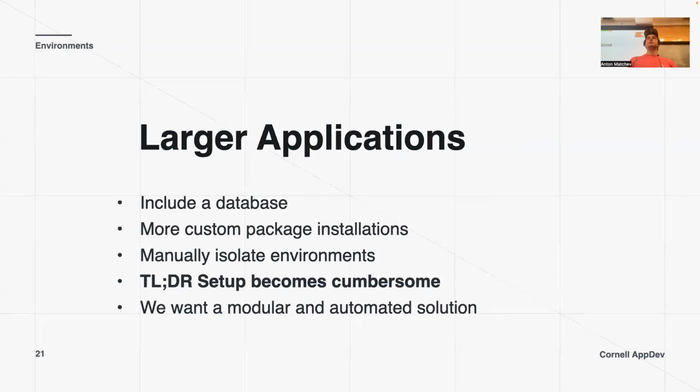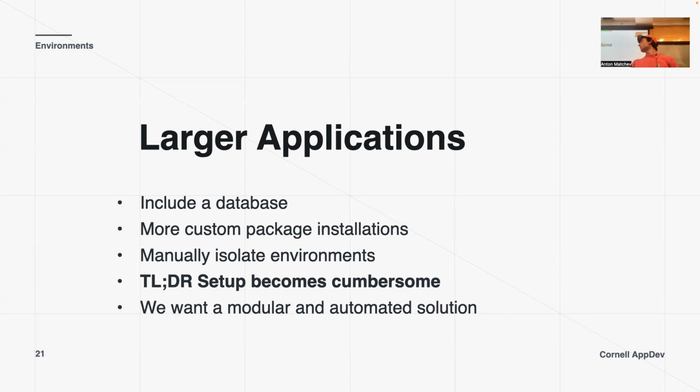But let's say you wanted to run a larger application, right? Let's say you want to run Ithaca Transit, for example. Ithaca Transit has a ton of dependencies that aren't installed on your computer. It could be using a different database than we were using in the past. We've been using SQLite3, right? They could be using Postgres or MongoDB or something else. So there are a lot more custom package installations involved, and you would have to manually isolate environments every time you're running this larger application. So this setup becomes really cumbersome.